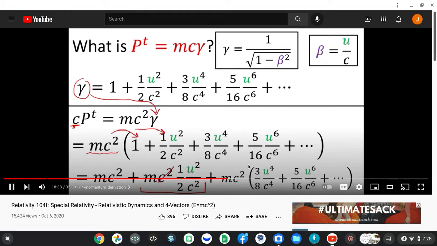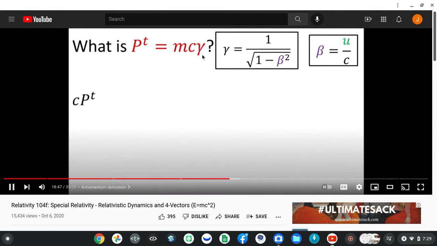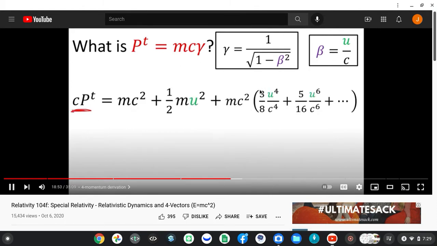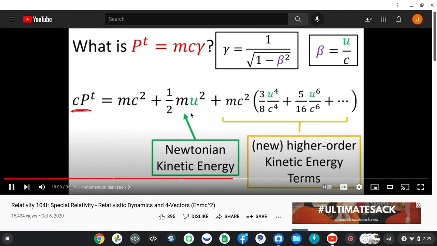Squared on top with the c squared on the bottom, and the higher order terms in the series are not too important for what this looks like right now. So we found that we can write the energy equation as c times the time component of the 4 momentum. The second term in the series is the familiar kinetic energy from Newtonian physics, 1/2 times mass times velocity squared. This seems to imply that all these higher order terms are new kinetic energy terms that Newton didn't know about.